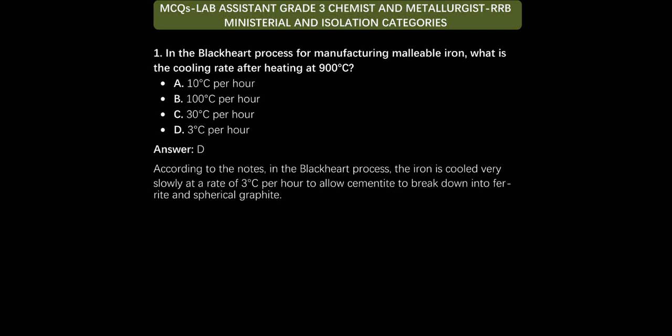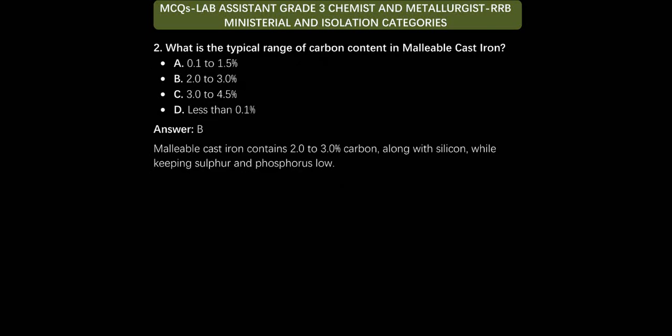In the Bach-hard process for manufacturing malleable iron, what is the cooling rate after heating at 900 degrees Celsius? Option D, 3 degrees Celsius per hour. What is the typical range for carbon content in malleable cast iron? Option B, 2 to 3%.